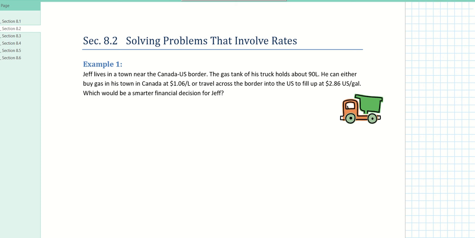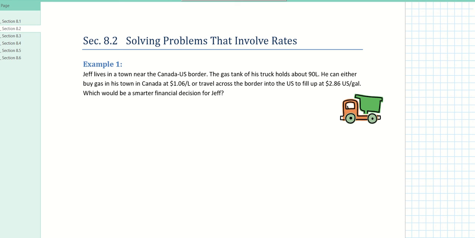So in this video we're going to be looking at section 8.2, which is a continuation of solving problems involving rates. In the previous video we started talking about rates and unit rate. So let's take a look at a few more examples of how we can use rates to solve some of these questions.